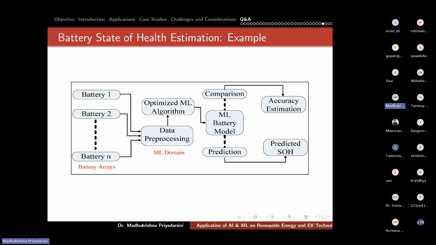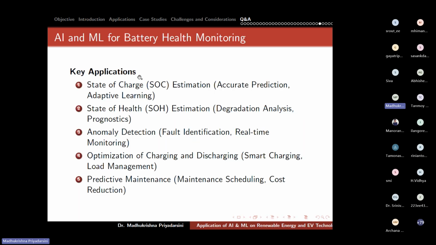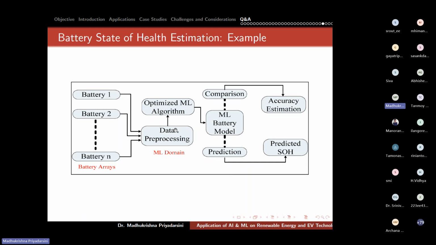Data means your battery, and what is the feature of each battery? These are the features, like your state of charge, your state of health, and the optimization, or you can say the load on the battery. These are the features of all the data sets present. For every battery from 1 to n, we have certain features like we discussed in the previous slide. All those features, along with the battery name or number, are the data in the data set. Taking that data set, we go for the pre-processing.